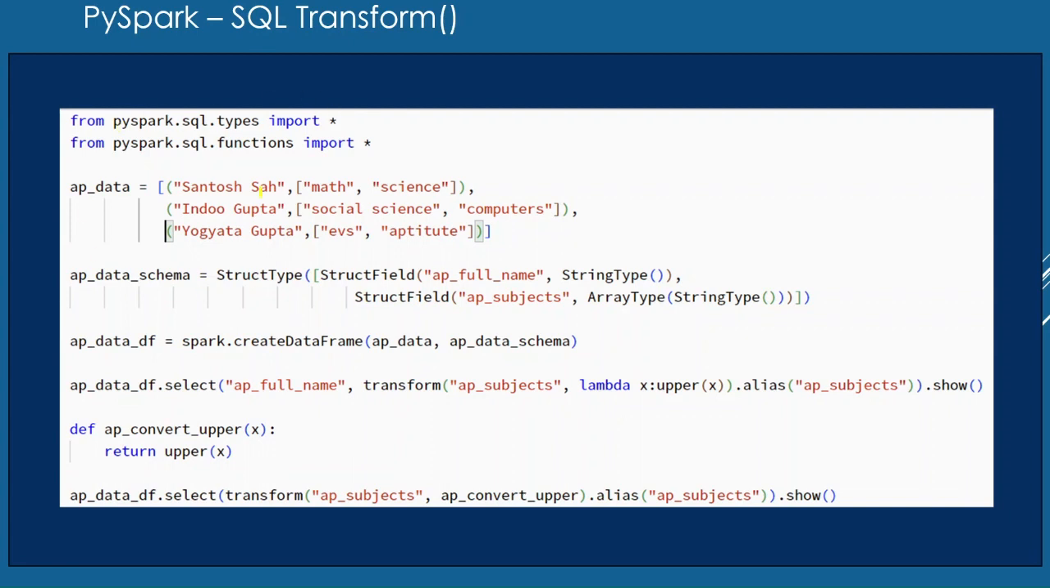In this exercise, first I am going to import all the required libraries. I am creating a list, and in this list I am creating three objects. In each object there is one column which is of array type. I will show you how we can do the transformation with the help of the transform function on this column, which is of array type.